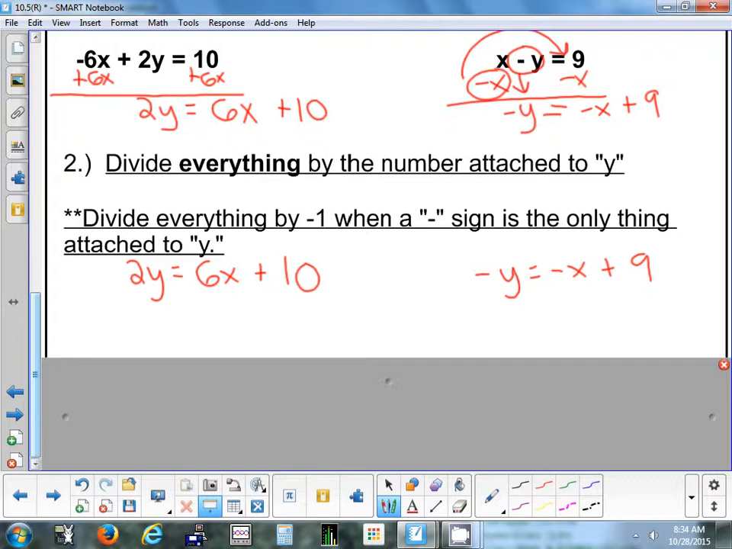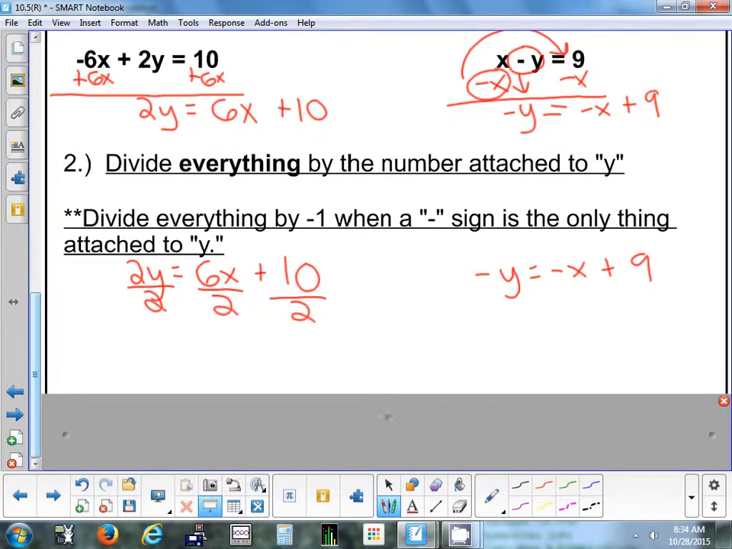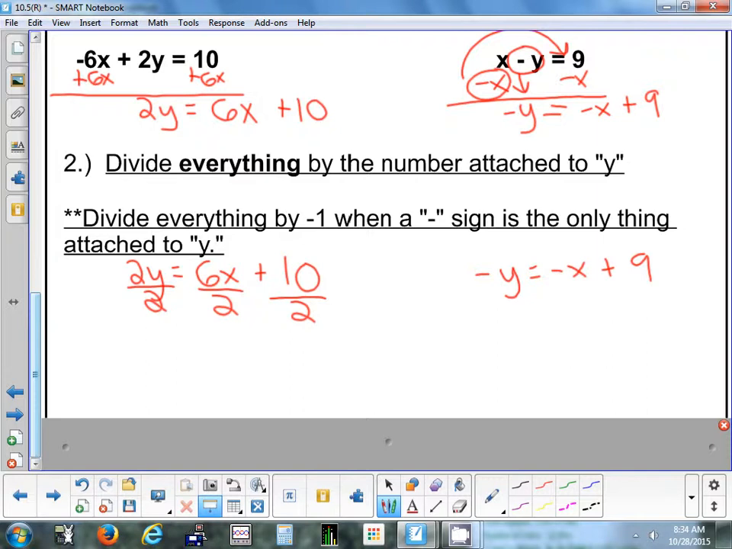Samantha? Divide everything by 2. So I'm going to get 2y divided by 2. What else am I going to get, Samantha? 6x divided by 2. And positive 10 divided by 2. All right? So, this is the whole reason why I divided by 2. Why did I do that? To get y by itself. So I know here, these are going to cancel out, and all I'm going to be left with is y.